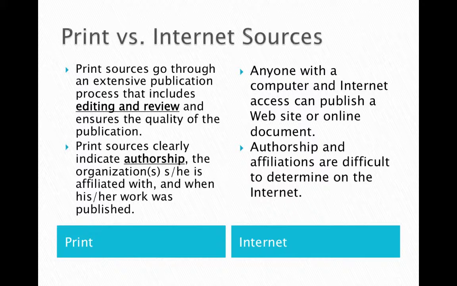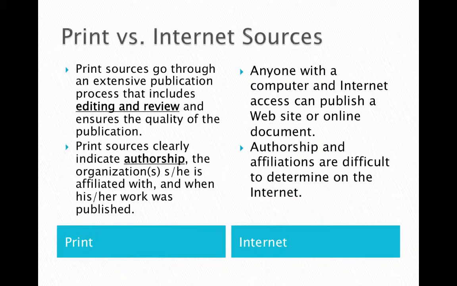A few notes on print sources versus internet sources. Print sources tend to go through a more extensive publication process. At the very least, they go through editing and review. If you're looking at a peer-reviewed source that's in an academic journal, typically an expert has written it, and then it has been evaluated by equal or additional experts in that field, and usually all the information has then been verified by other people who are not the author.